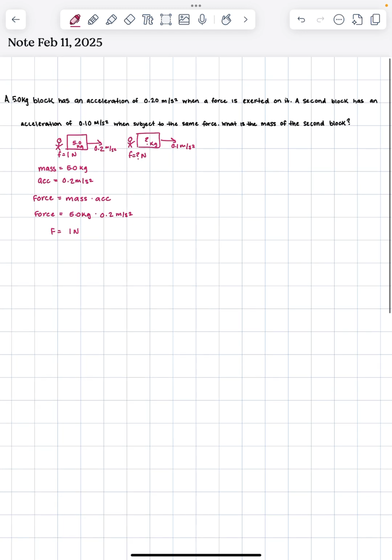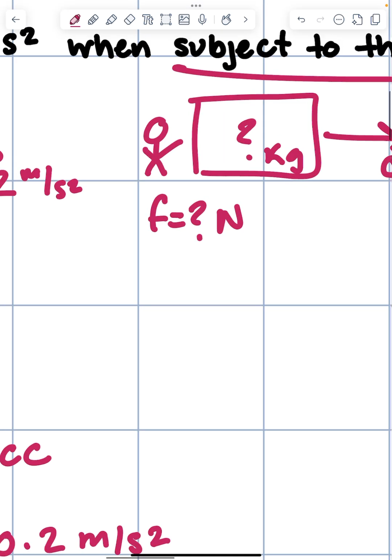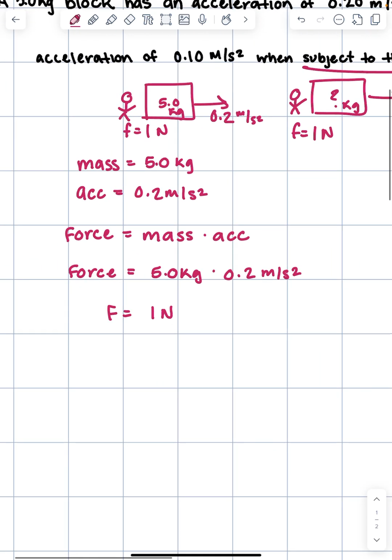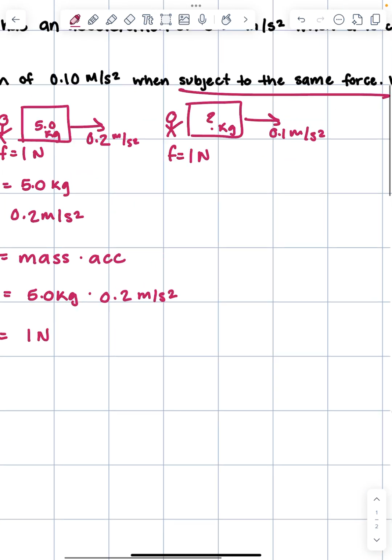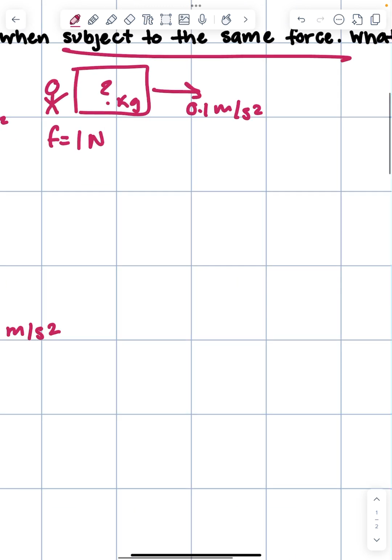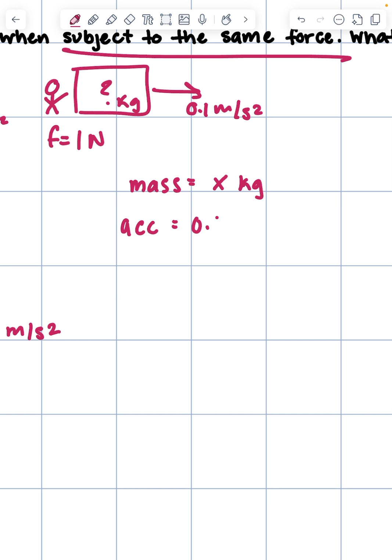And then it says in the equation when it's subject to the same force. So we know that this is also 1 Newton in our second box. So then what we know from the second box, we can write in, we don't know the mass, so the mass is what we're looking for. Write x kilograms. Acceleration is 0.1 meters per second squared. And the force is 1 Newton.